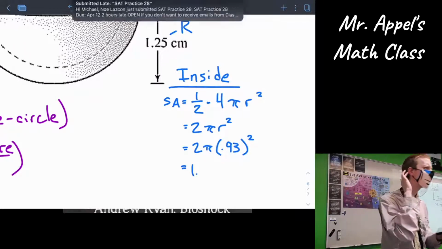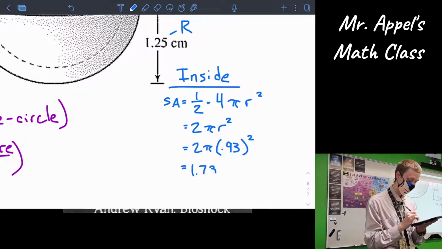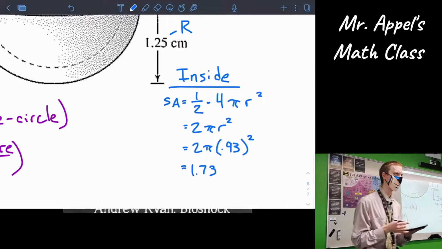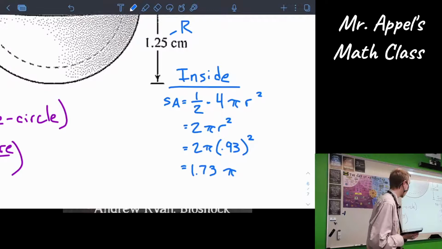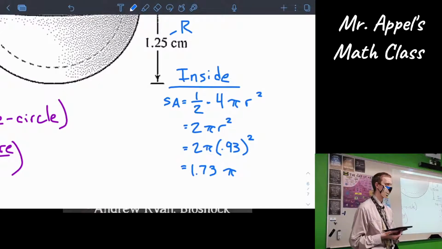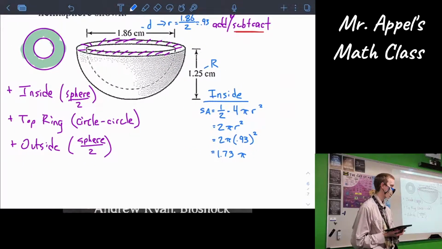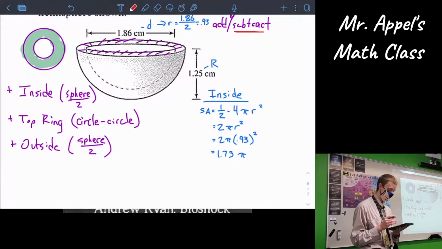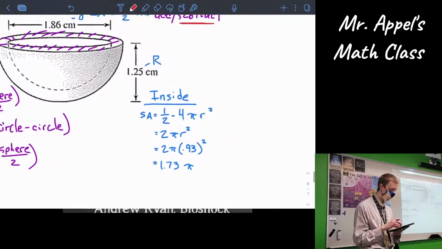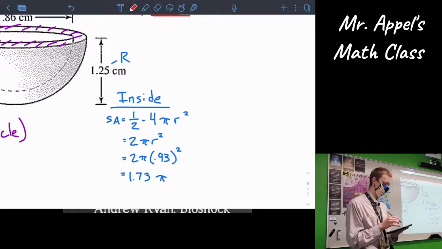One point what? 1.73 pi? Okay. So how about, do we just do the outside now? Since it's basically the same process, right? Same formula?